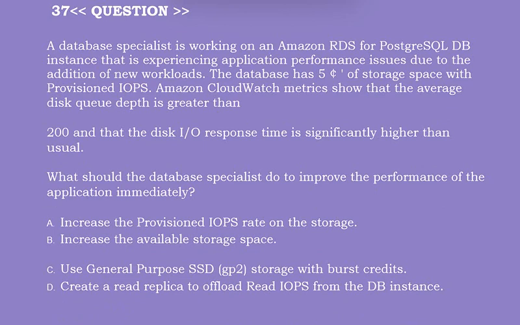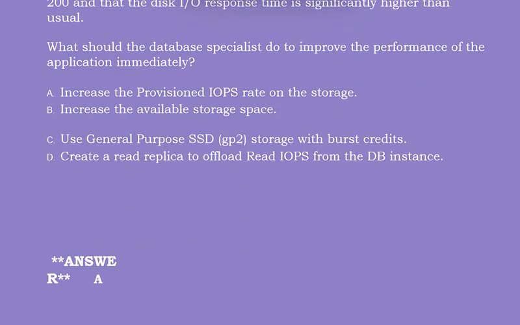Option A. Increase the provisioned IOPS rate on the storage. Option B. Increase the available storage space. Option C. Use General Purpose SSD gp2 storage with the burst credits. Option D. Create a read replica to offload read IOPS from the DB instance. Correct answer is option A.